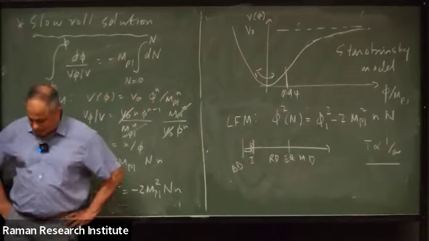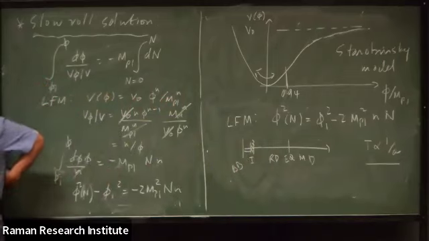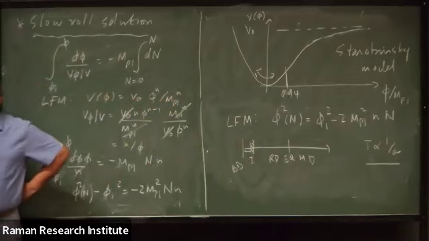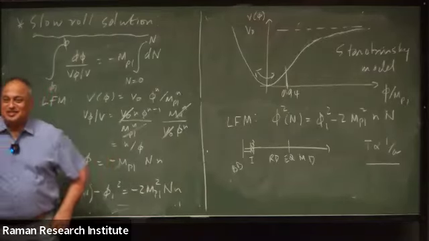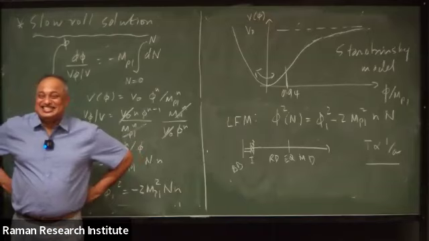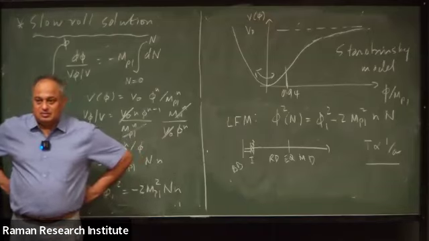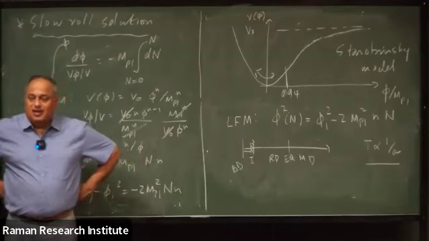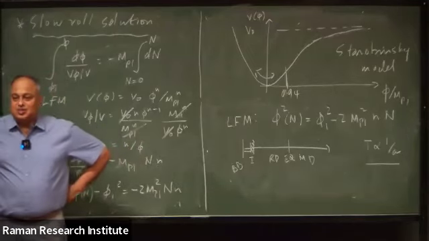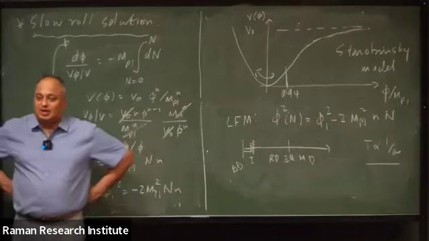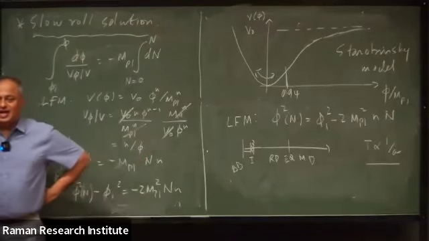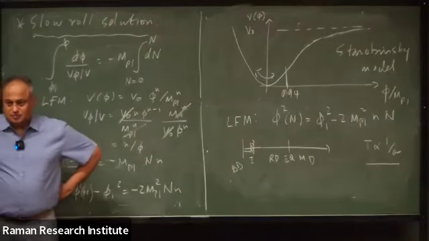There are a few questions online. Sure. Since the next day is the weekend, we will take all of these right now. They are asking, could you please be precise about what you mean by large field and small field? When I say large field, I mean phi is much, much greater than MPL, or for small field, phi is much, much smaller than MPL. That's all.